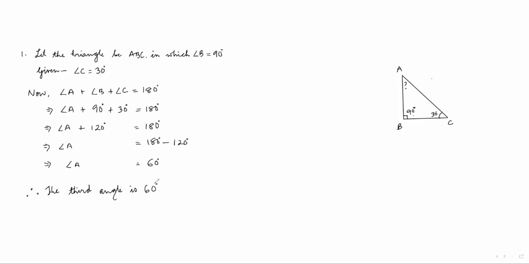In question number 2, two angles of a triangle are 72 and 49. Find the third angle of the triangle.